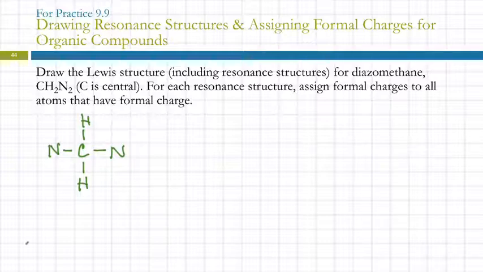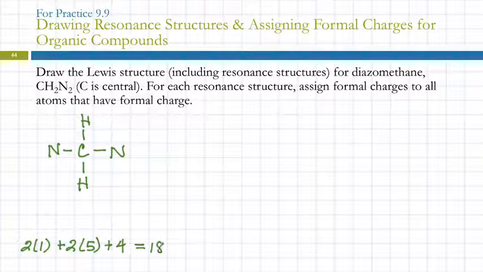We've got 2 hydrogens, each with 1 valence electron. We've got 2 nitrogens, each with 5, and we've got a carbon with 4. So I believe that's 18. 2 plus 10 plus 4? No, that's 16, right? Anybody have a calculator? This is 4 and 2 is 6 and 10. 16, okay, there we go.